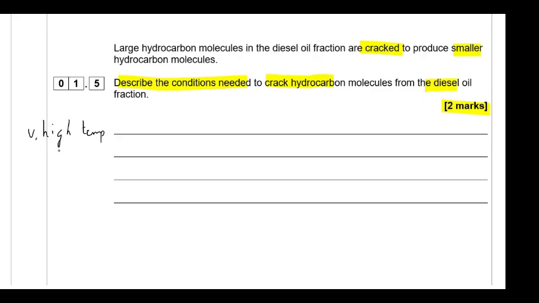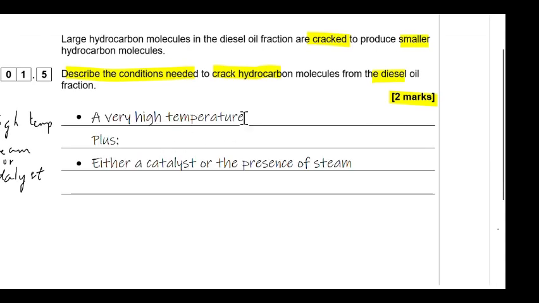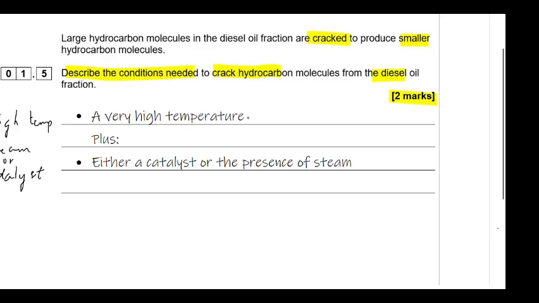You need to know what cracking is, and for cracking you need a very, very high temperature, and you possibly need a catalyst, or indeed you could use steam. So for 2 marks, in the space provided, we should write a very high temperature plus either a catalyst or the presence of steam.